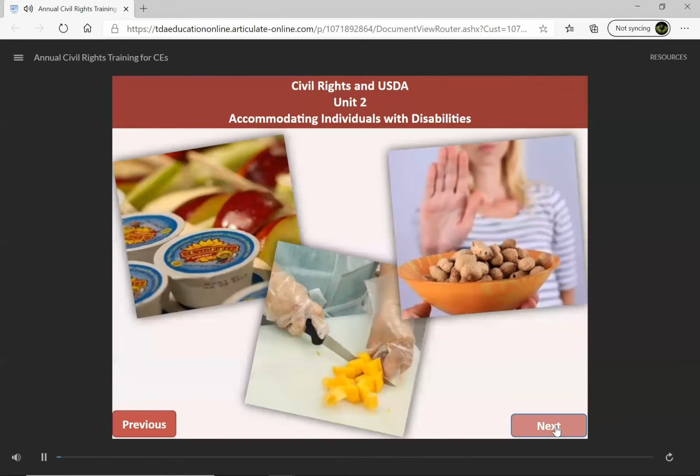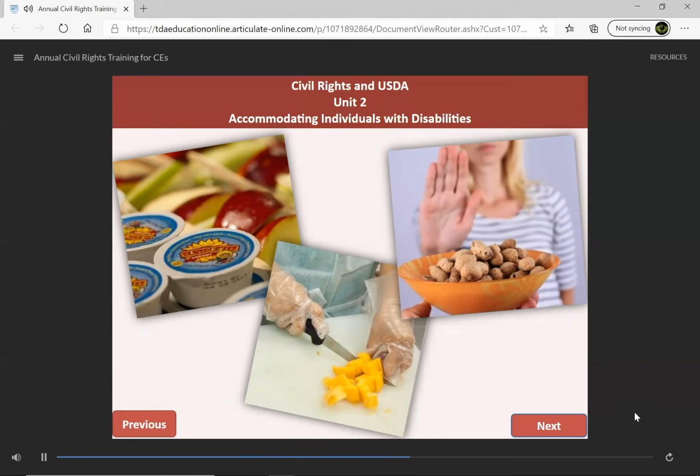Next. The central concern for CEs is ensuring equal opportunity to participants when accommodating individuals with disabilities. CEs are required to make substitutions to meals for participants with a disability that restricts their diet. This substitution is done on a case-by-case basis and when supported by a medical statement written by a licensed physician or state-recognized medical authority. CEs are not required to provide the exact substitution or other modification requested by the parent or guardian. However, the CE must work with the parent or guardian of the child to offer a reasonable modification that effectively accommodates the child's disability.